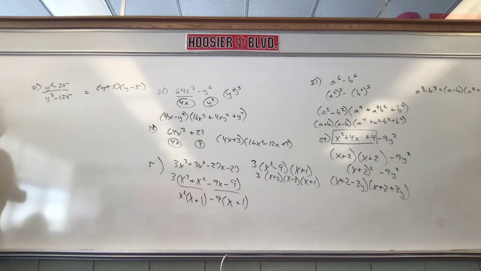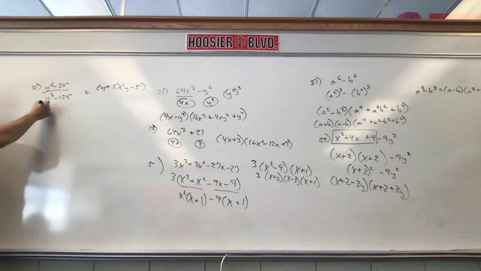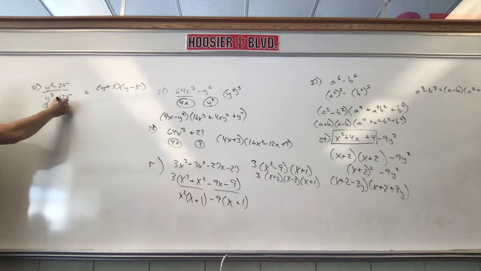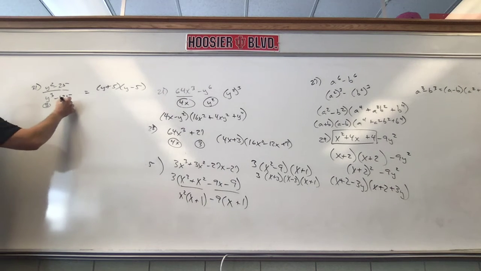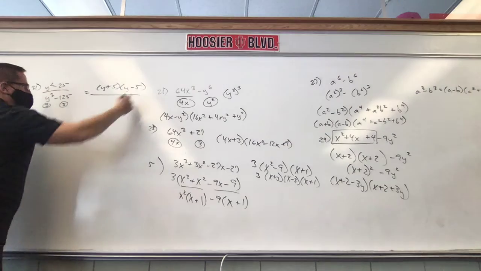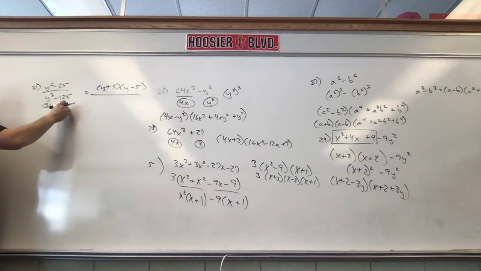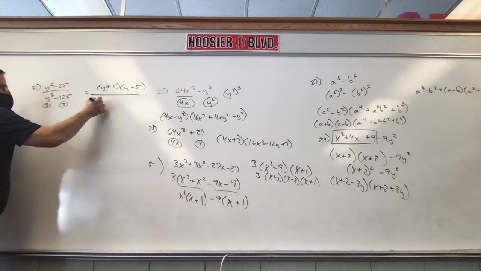Y cubed minus 125. Difference of cubes. This is what cubed? Y, and this is? Little numbers get big really fast when you times them by themselves. 5. 5 times 5 times 5 is 125. So A and B are y and 5. So A minus B is y minus 5.